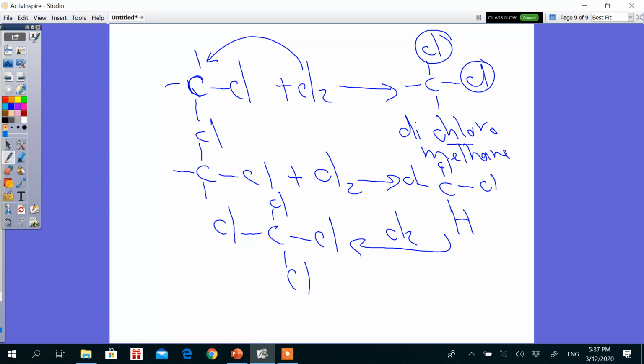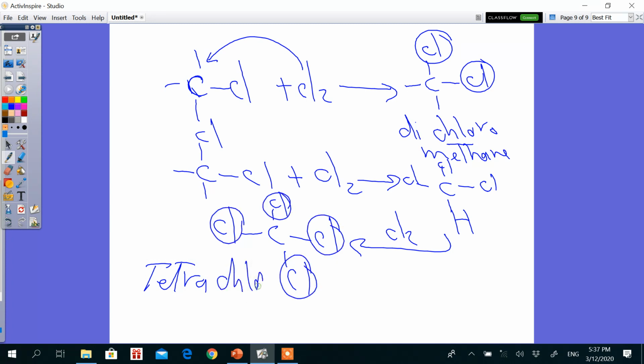So it is called tetrachloromethane. That compound is called tetra for four chlorine. Tetrachloromethane. That's my final product, tetrachloromethane.